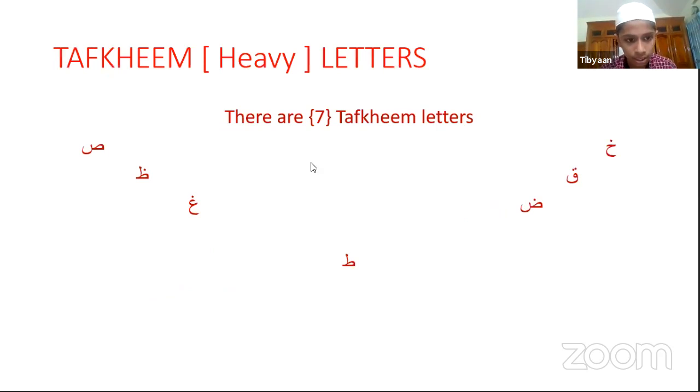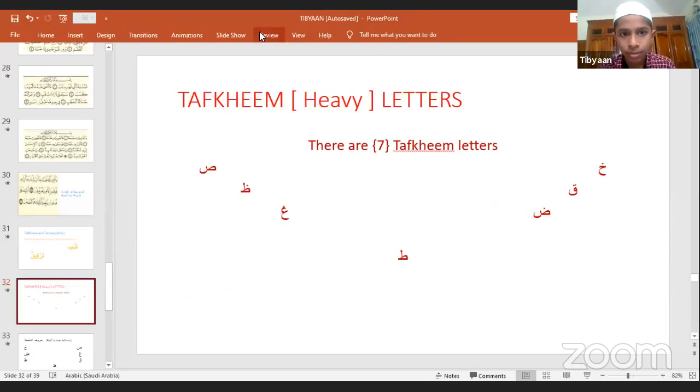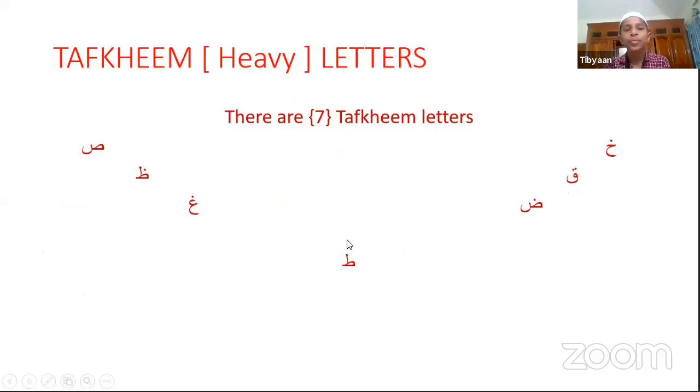You can see in this slide. First, we're going to go on Tafkheem. Tafkheem means heavy letters. The English meaning of Tafkheem is heavy. So how many Tafkheem letters are there? There are 7 Tafkheem letters.